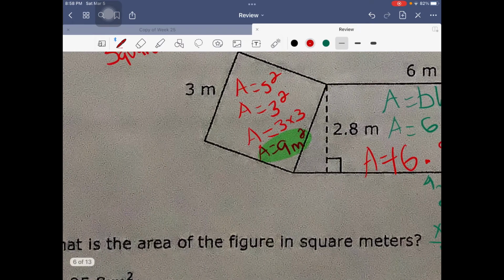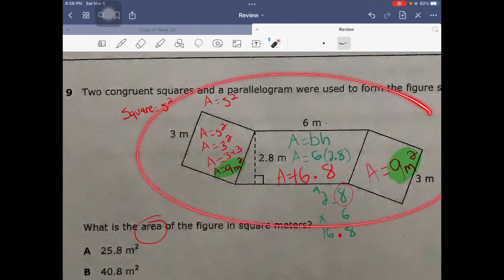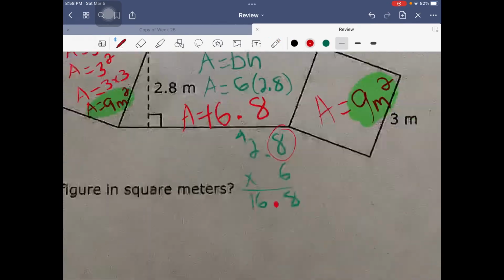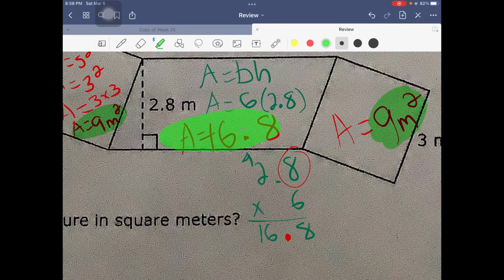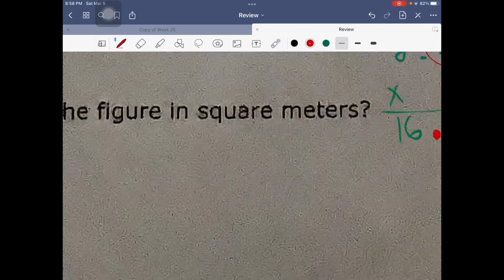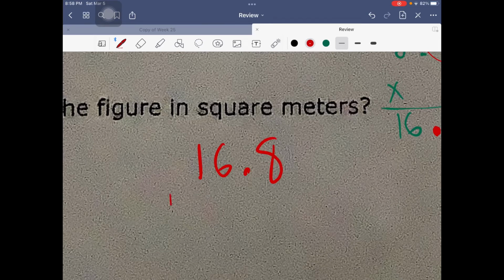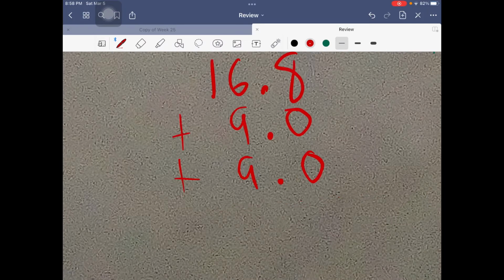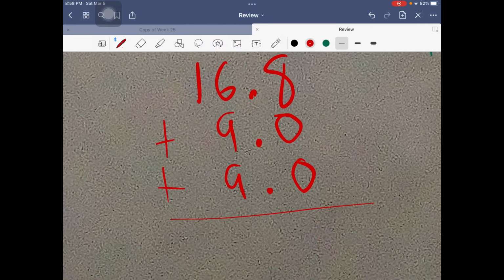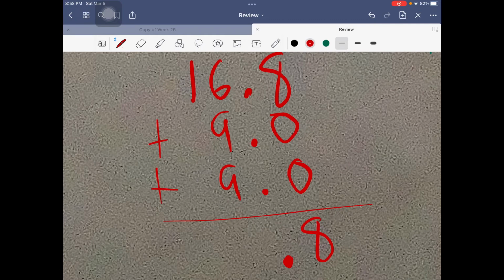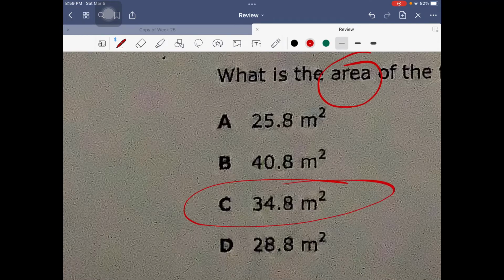What am I going to do to find the area of the entire thing? Add them. So let's go ahead and add. What are we going to add? 16.8 plus 9 plus 9. Now, 8 plus 0 plus 0, 8. 6 plus 9 is 15. What's 15 plus 9? 24. 2 plus 1, 3. What's the area of the entire figure? 34.8 meters squared. And that's your answer.